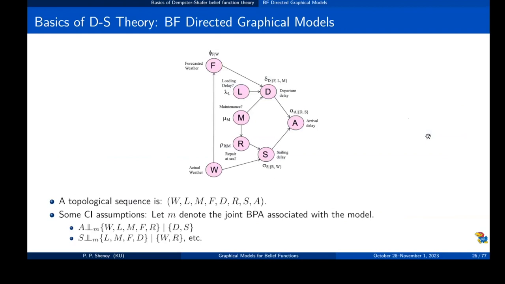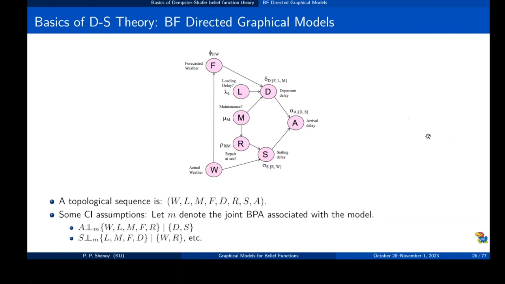So there is no independence assumption. Let's take A, for example. A is the last one, and its parents are D and S. So basically, it's saying that A is independent of all other variables given D and S. I can do this for every variable.